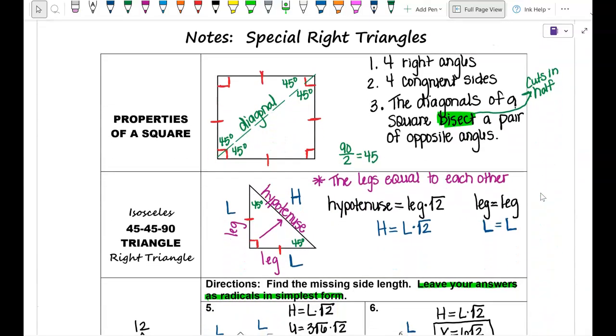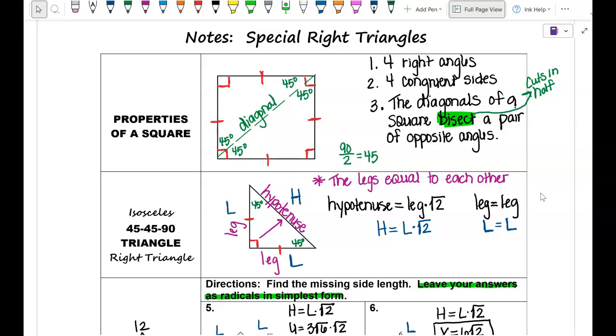Then we talked about our first type of special right triangle, which was a square. Well, actually a 45, 45, 90 triangle that comes from a square. So we talked about the properties of a square and why this happened. And then we looked at the special relationships in a 45, 45, 90 triangle, which is also known as an isosceles right triangle. And here we have two relationships.